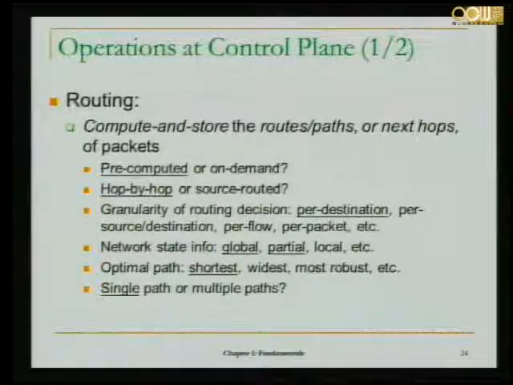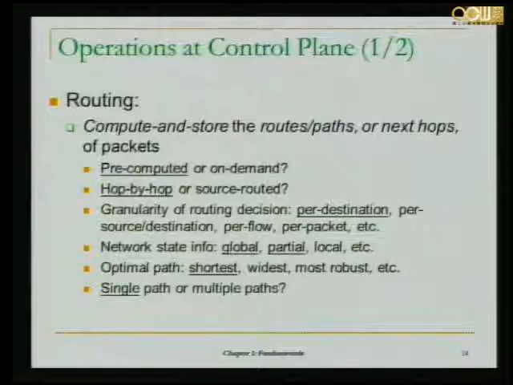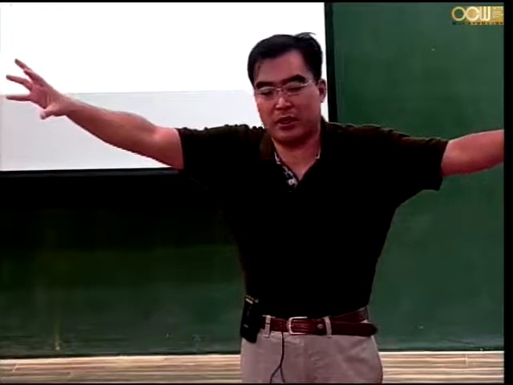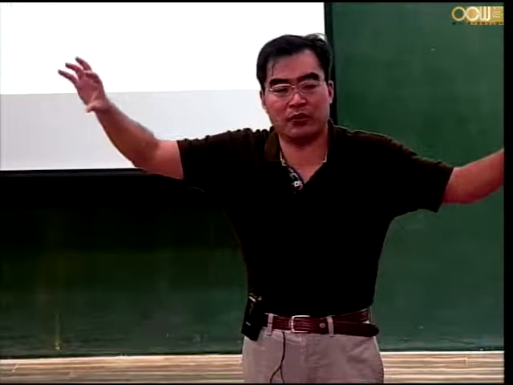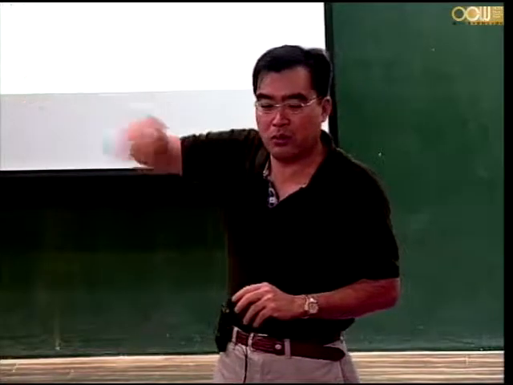And how about the granularity of routing decision? Should I make the routing decision per packet, meaning each packet could go through different paths? Or should it be per flow, meaning all packets within this flow will travel the same path? Or is it per source destination, meaning for the same source and destination pair, all the packets between them will travel through the same path? Or should it be per destination, for a destination host or destination network, they all go through the same path?